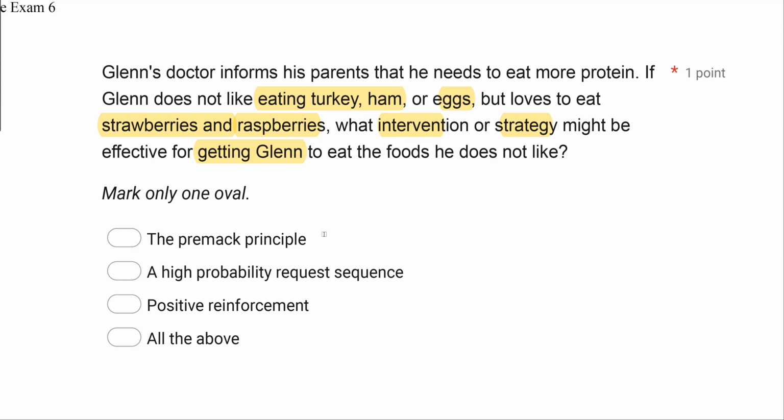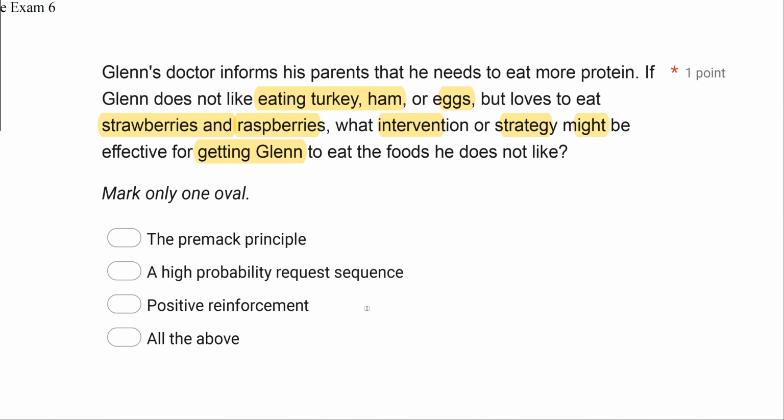What about B? A high probability request sequence. What if we said to Glenn, who can do these responses, clap your hands, touch your nose, tell me your name, eat a bite of ham. We could definitely try that, and it might be effective, right? We're looking for an intervention that might be effective. So the Premack principle could be effective. A high-p request sequence could be effective. What about positive reinforcement? Well, absolutely. We want to reinforce Glenn whenever he eats turkey, ham, or eggs. So if Glenn eats the turkey, ham, or eggs, and we use the Premack principle by letting him engage in the act of eating raspberries and strawberries, we're using positive reinforcement.